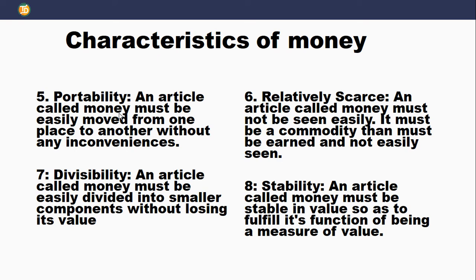Number six, we have relatively scarce. Anything called money must be relatively scarce, which means it must not be an article that can be easily seen. It must be an article that one must earn. You must work for it. Number eight is that money must be stable in value. So an article called money must be stable in value.